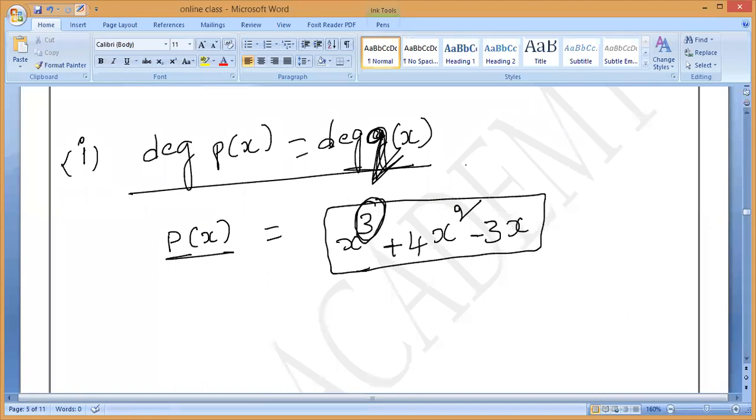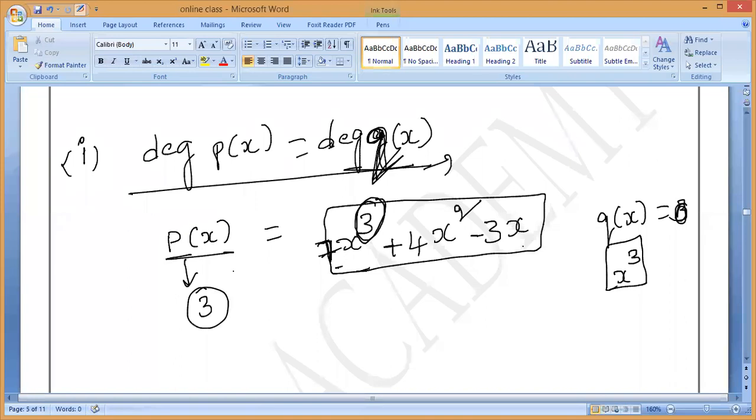And the quotient degree also same, correct? Here degree of P of x must be equal to degree of Q of x. Our Q of x degree also 3, correct? Our polynomial function is 7x cube plus 4x square minus 3x. Our Q of x must contain an x cube term. That only we get degree 3. Is it correct or wrong? Do you understand? Here degree of P of x is 3. Q of x degree also must come 3, that's all.